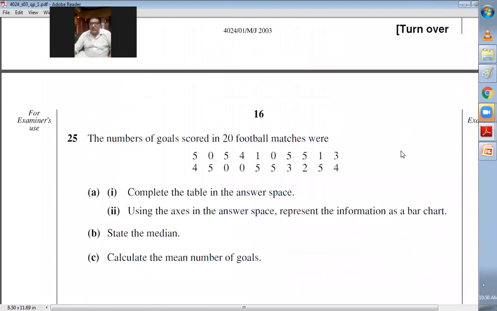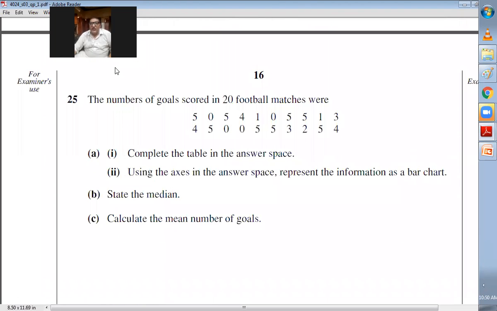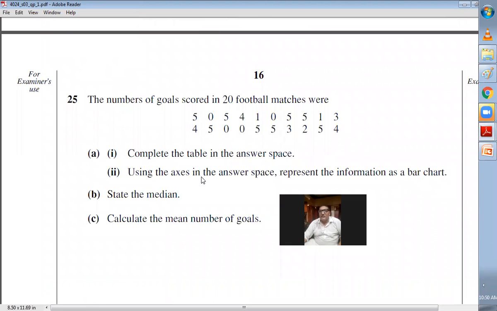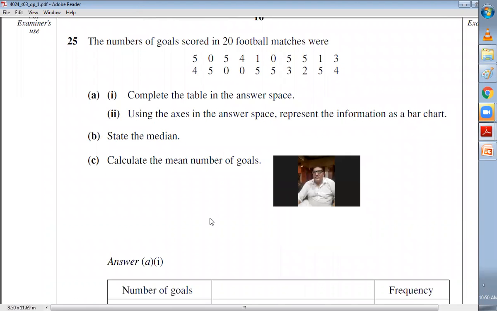So this is question number 25 showing up on your screen. He says the number of goals scored in 20 football matches are. How many goals are scored? This is written here. Complete the table in the answer space. Use the axis in the answer space to represent the information as a bar chart. State the median and calculate the mean number of goals.